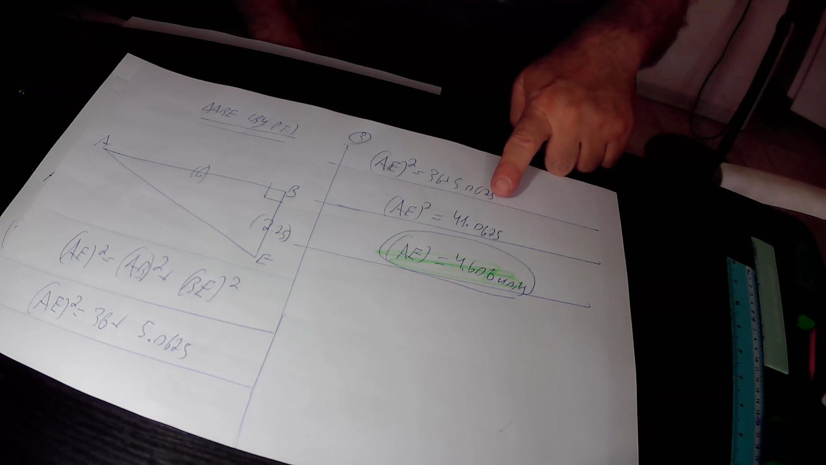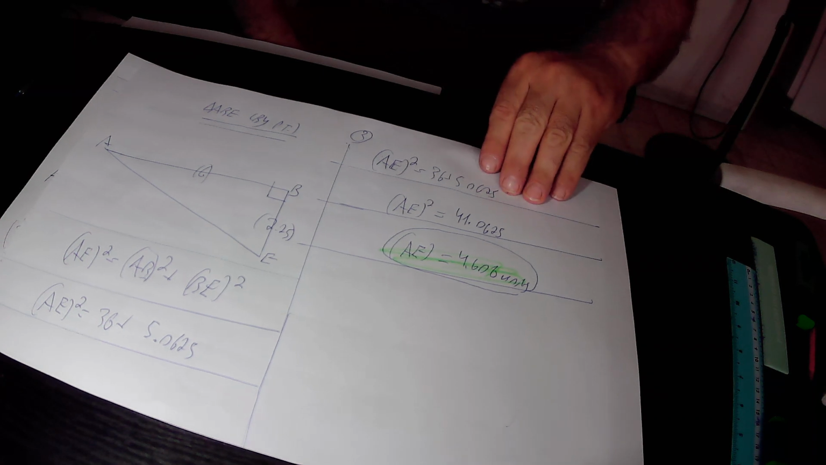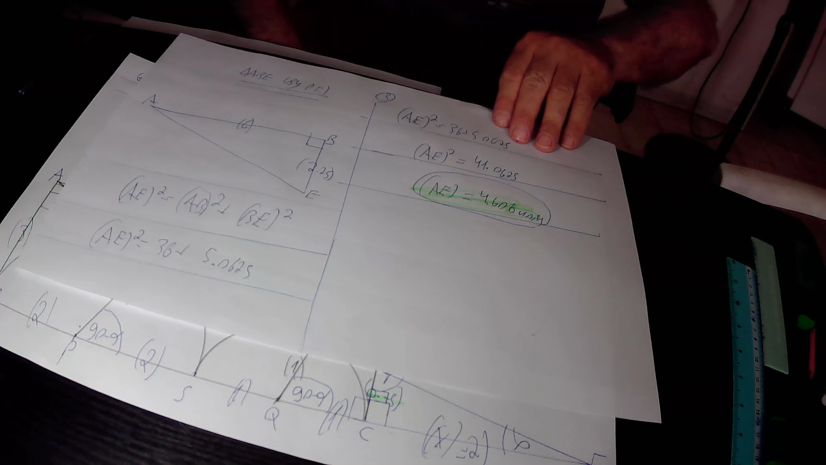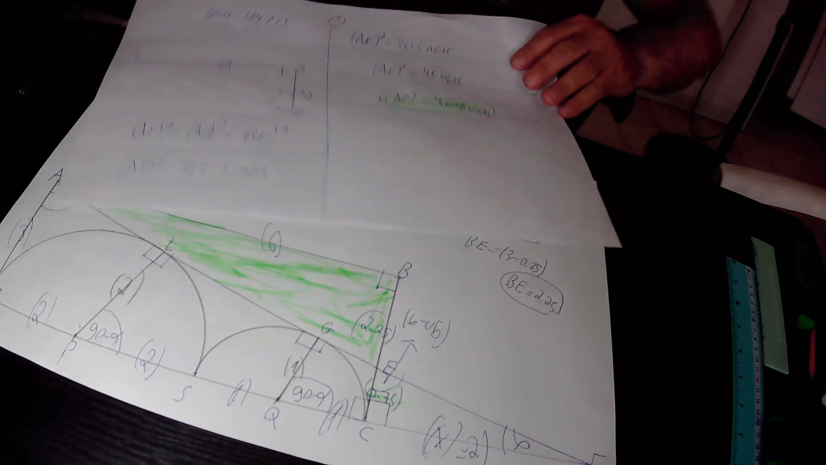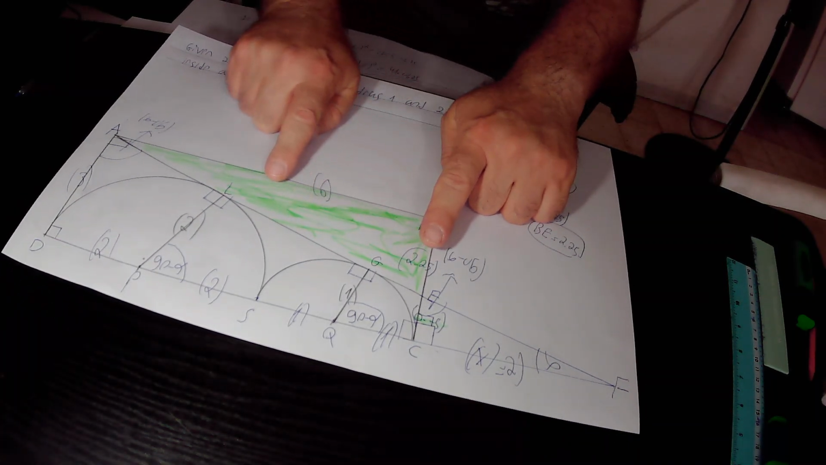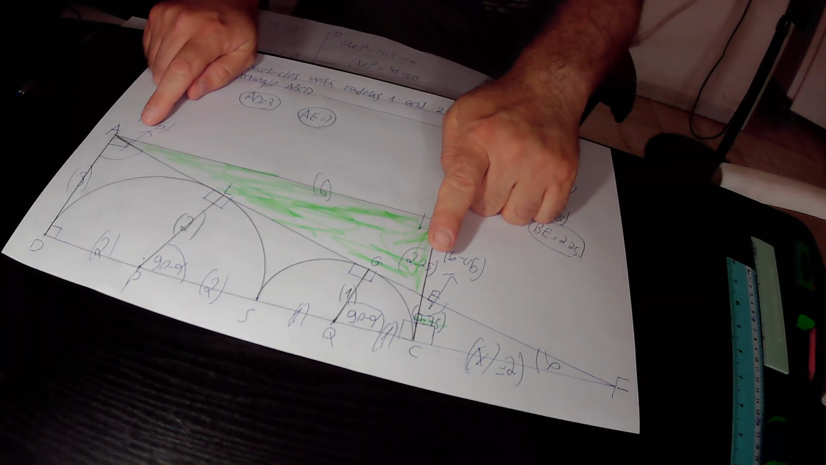Here we take the square root of both sides of this equation and finally find that the missing side AE equals the square root of 41.0625. So AE equals 4.608 units. Repeat again, the length of this side AE equals 4.608 units.